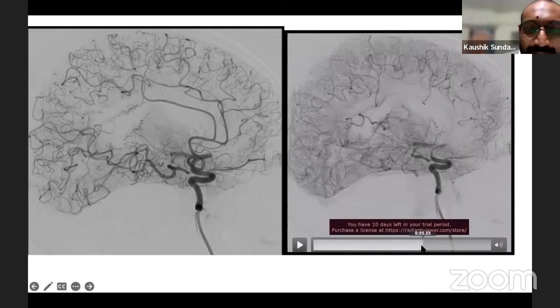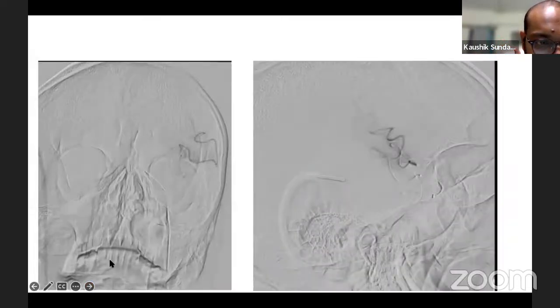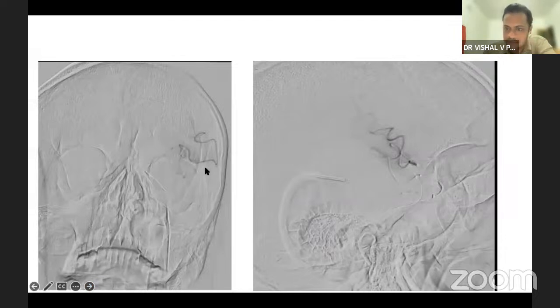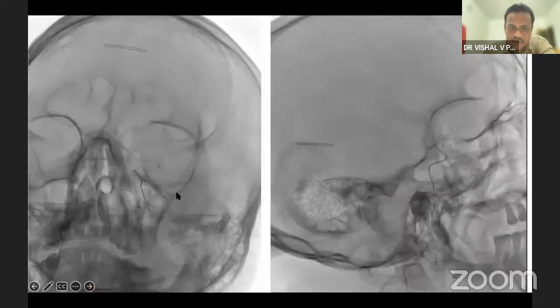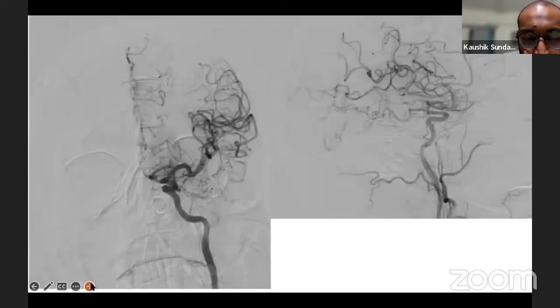MCA forming. Go to the next slide. This is after two aspirations, then the microcatheter shoot after crossing the thrombus, and the stent retriever was in sheet. Okay. Lovely result.